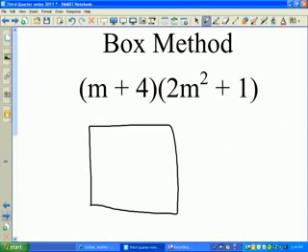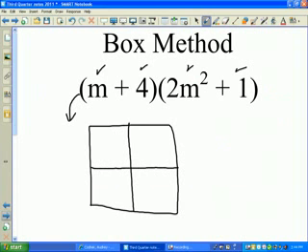But I notice in my expression here, I have m plus 4 times 2m squared plus 1. Since I have 2 terms, that's 1, that's 2. This is 1, this is 2. So since I have 2 terms multiplied by 2 terms, that means I need to have a box to represent each term. So this first parenthesis, I'm going to have my m to represent this corner of the box, and my plus 4 to represent that corner of the box.